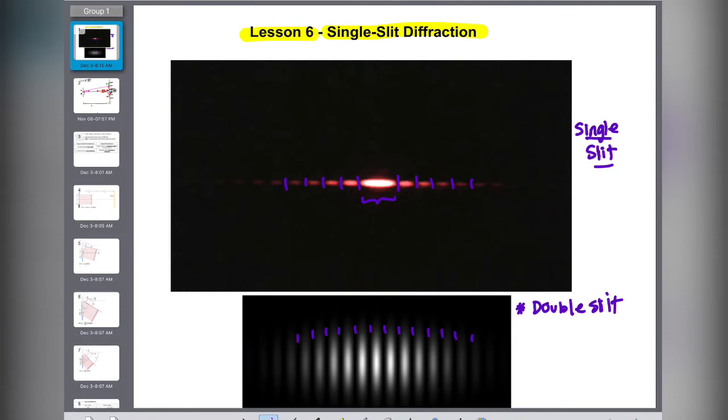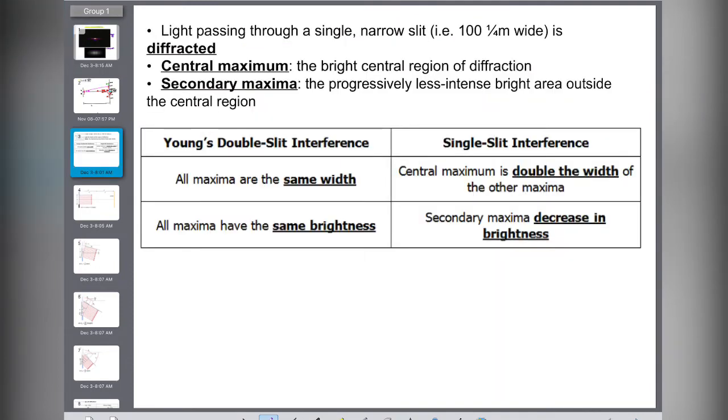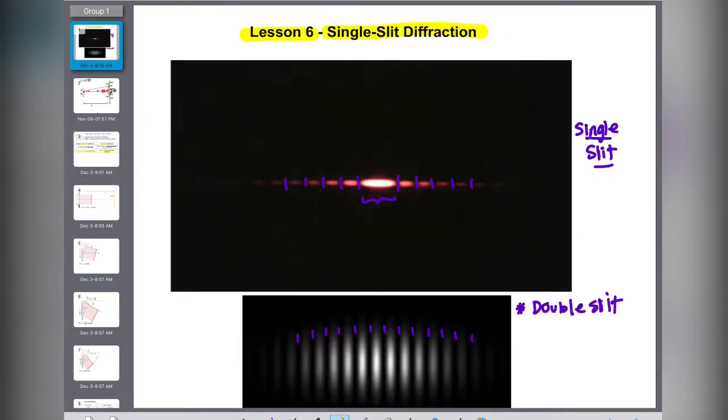Okay, and the other way that you can tell, there is a chart in here. Between a Young double slit, you have most of the maxima at the same brightness, but with single slit interference, you can see that the secondary maxima, meaning the later ones, not the middle ones, decrease in brightness very significantly. Can you tell that from this picture?